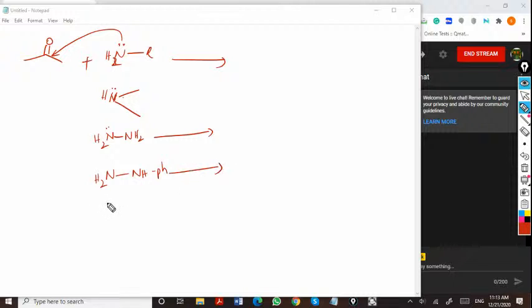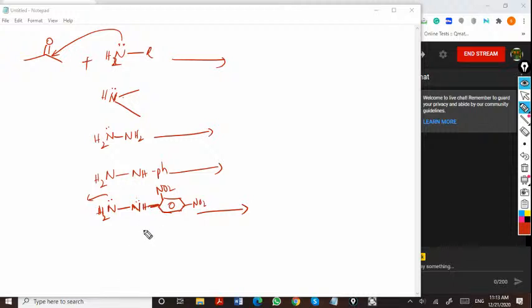So there is a DNP test which is used for carbonyl identification, in which 2,4-dinitrophenylhydrazine is used. So this is 2,4-dinitrophenylhydrazine. Of these two nitrogens, this one is attached to the conjugation. Okay, this one is non-conjugated, so it will be more nucleophilic, so it is going to react.